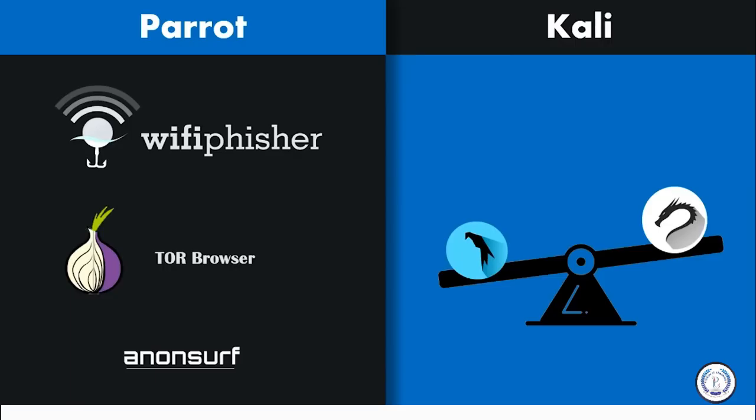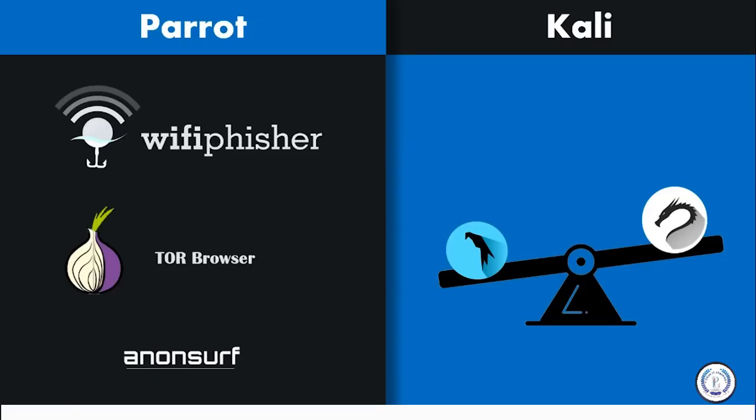Now, Anon Surf is pretty good as it uses the Tor IP tables to anonymize the whole system. Also, if you have not already realized this, Tor comes pre-installed on Parrot while it has to be externally installed on Kali. Now, these things that you see, WiFi Phisher, Tor Browser, and Anon Surf, surely they can be imported and downloaded on Kali, but they don't really come pre-installed, and that is what counts right now.